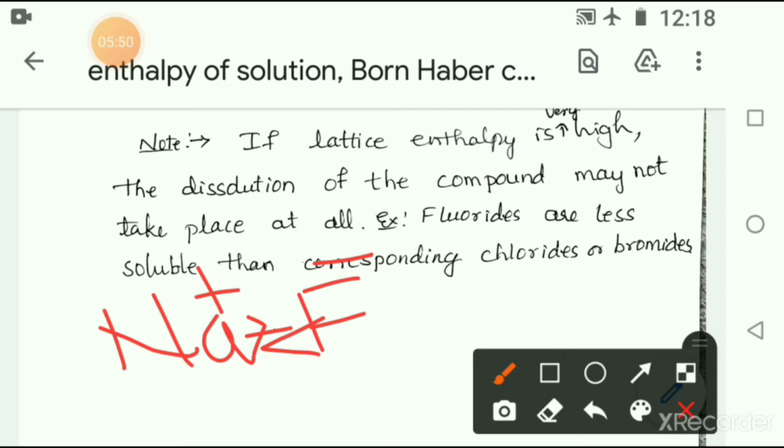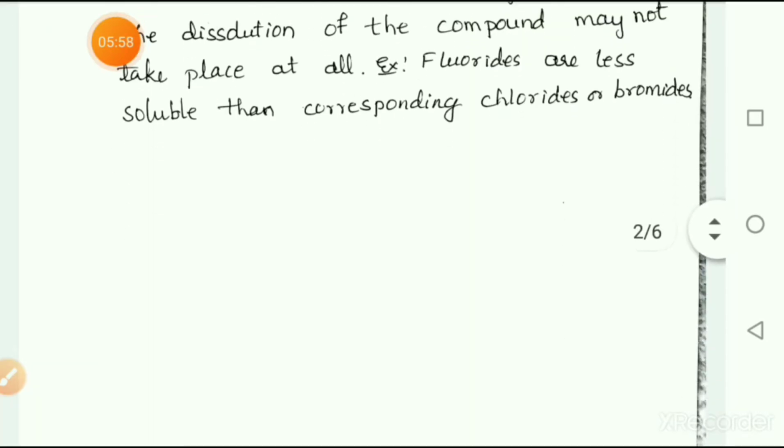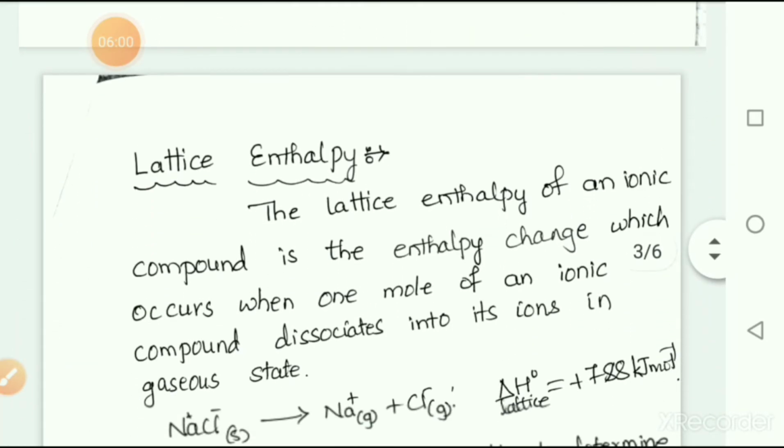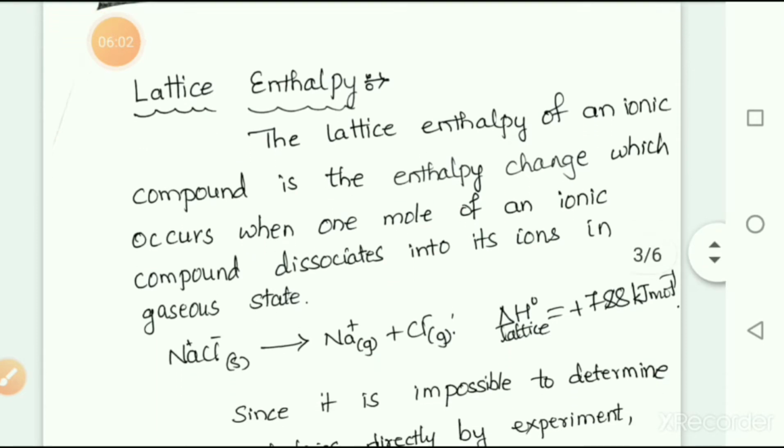These fluorides are less soluble compared to the corresponding chlorides and bromides of the particular salts. Okay. Next one, lattice enthalpy.